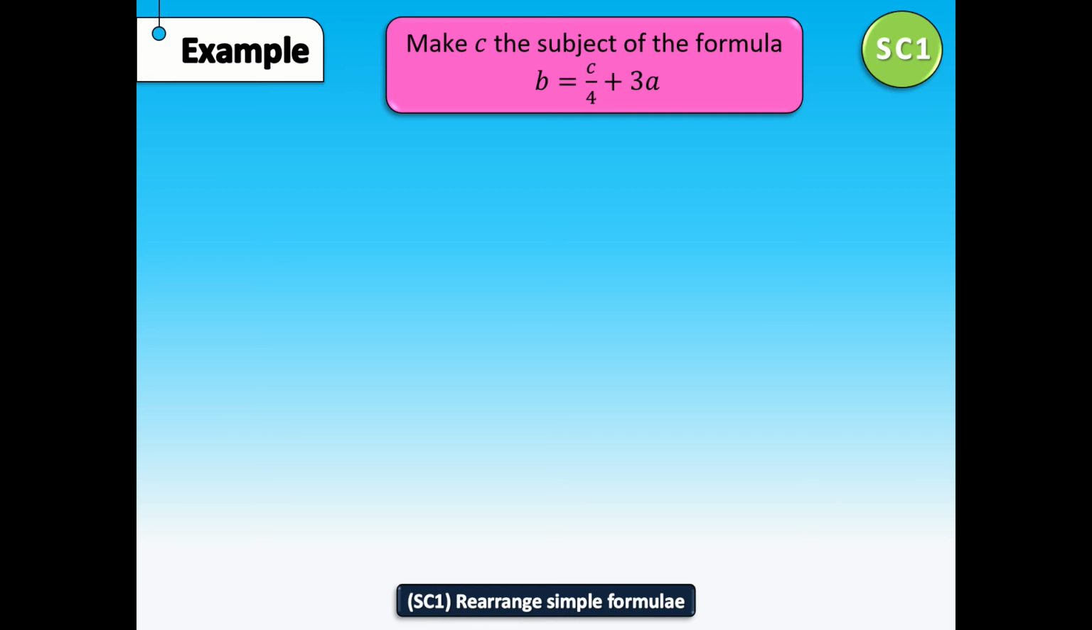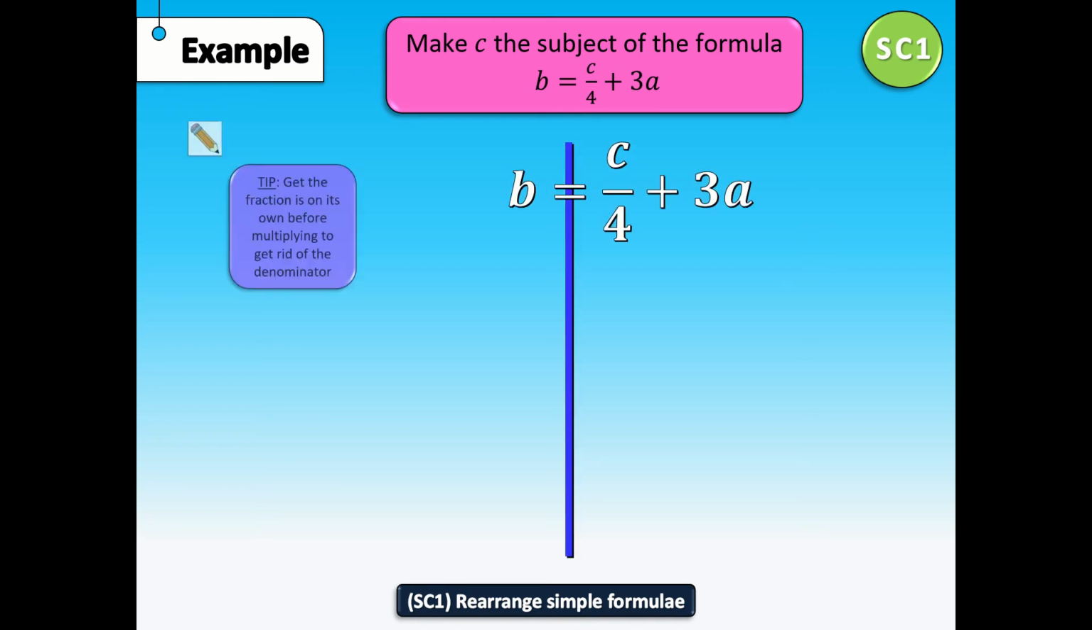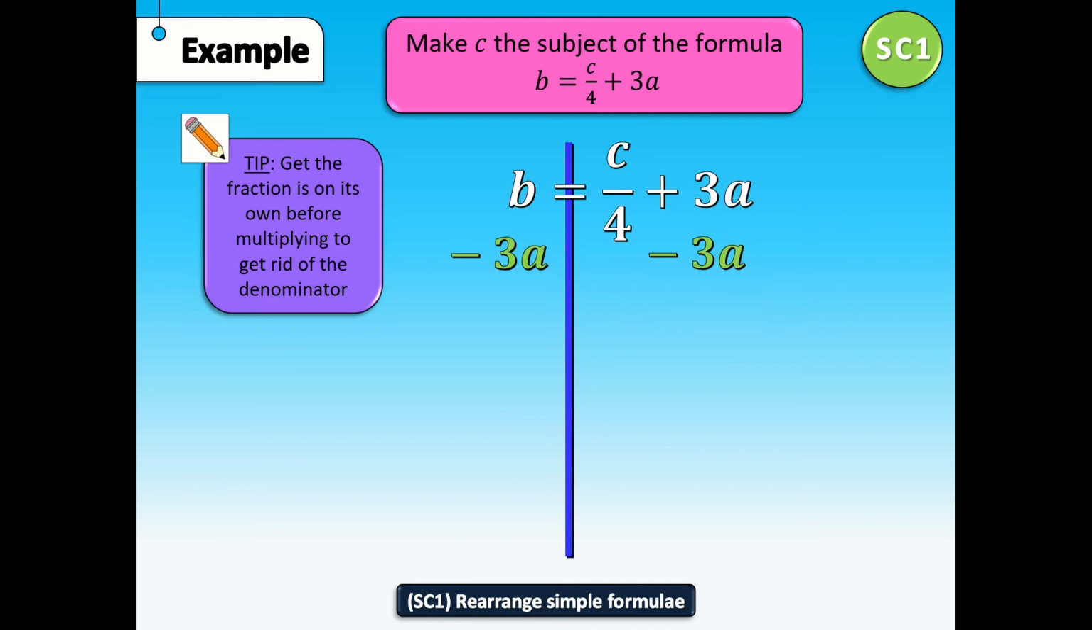Here's another example. This time we want to make c the subject of the formula b equals c over 4 plus 3a. So we start by getting rid of the 3a first, by taking away 3a from both sides. So we have b minus 3a on one side, and just c over 4 on the other side.